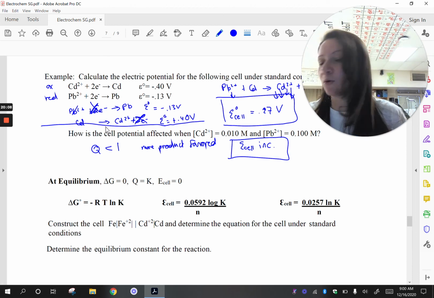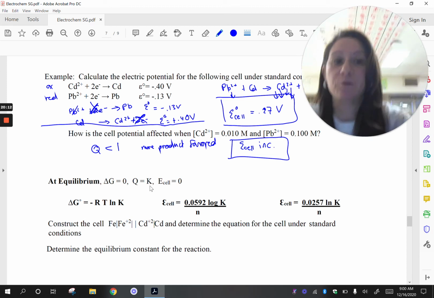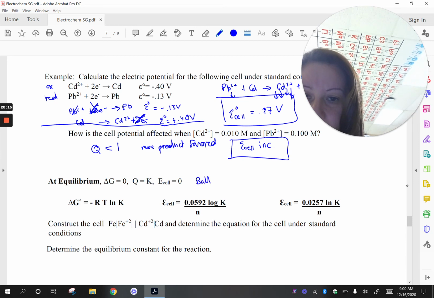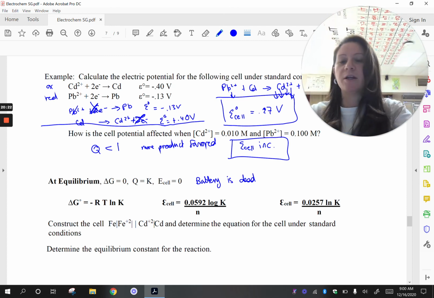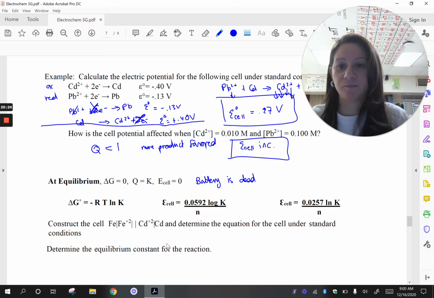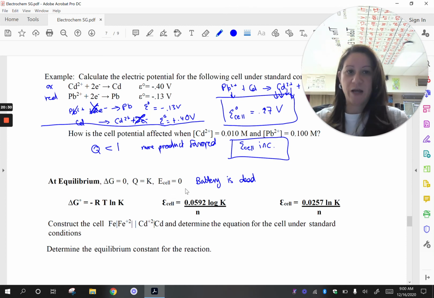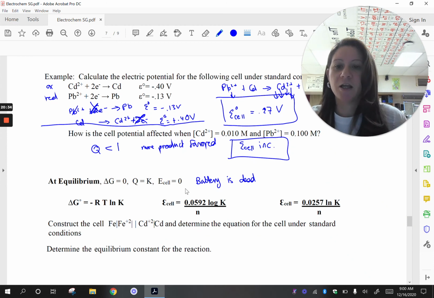So let's look at equilibrium. What does equilibrium mean for a battery? Well, at equilibrium, that means your battery is dead. When you've reached equilibrium, we know that delta G is equal to 0, Q is equal to K, and you have no more voltage in your battery.